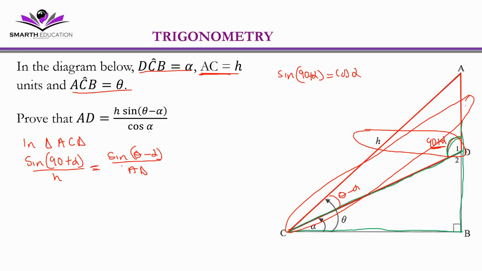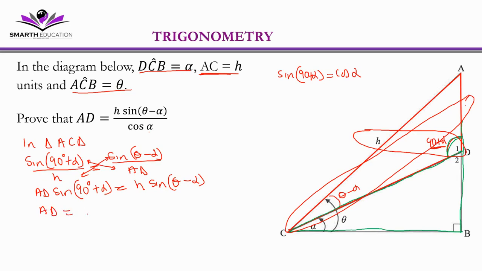And then from here we can cross multiply. AD sine 90 plus alpha is equal to H. We're cross multiplying here, this term this, then this term this. So AD sine 90 plus alpha is equal to H sine theta minus alpha. And then we can divide both sides by sine 90 plus alpha.